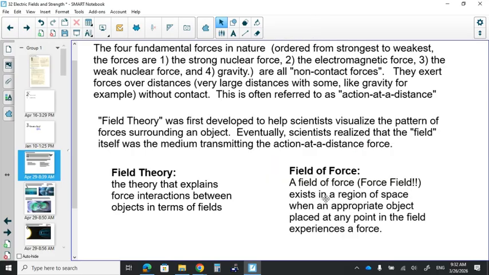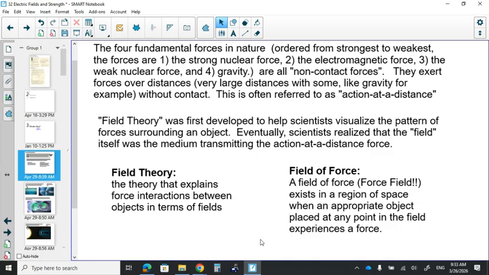So a field of force, right? A force field, if you will, exists in a region of space when an appropriate object placed at any point in the field experiences a force. So that means like a gravitational field around a mass. You know, around Earth there's a very strong gravitational field. So if you put a mass in a region around Earth, it'll experience a gravitational force because it's in a so-called gravitational field. What we're going to be looking at here would be electric fields.